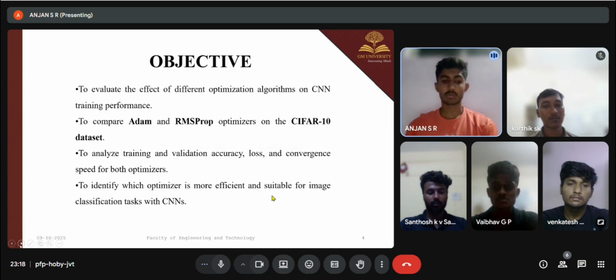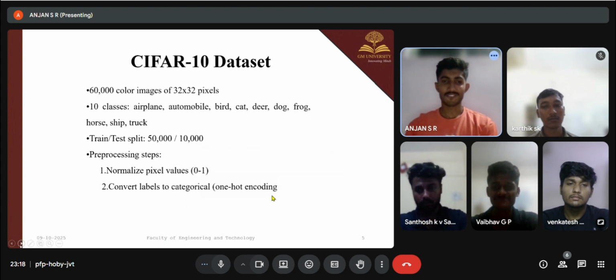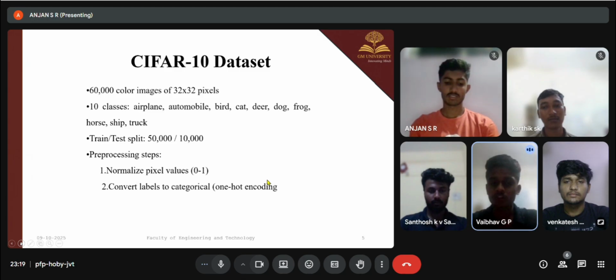Now, the next slide is continued by Vaibhav. Moving on to the dataset used for our experiment, the CIFAR-10 dataset.